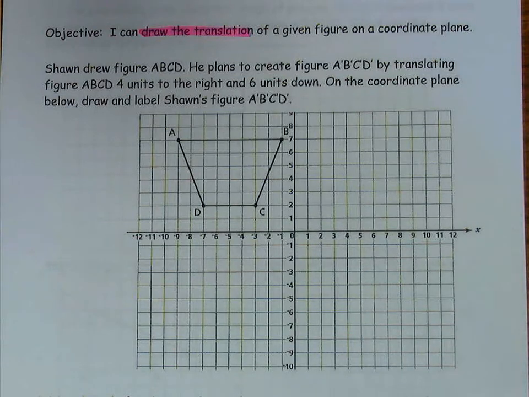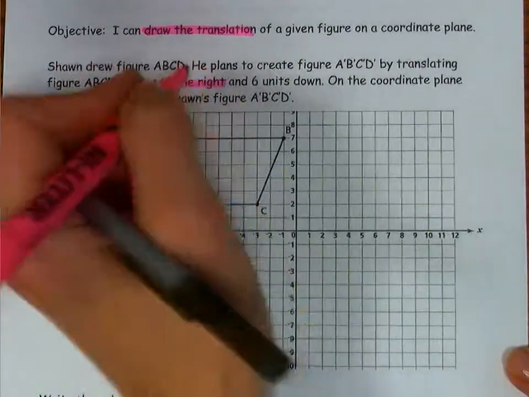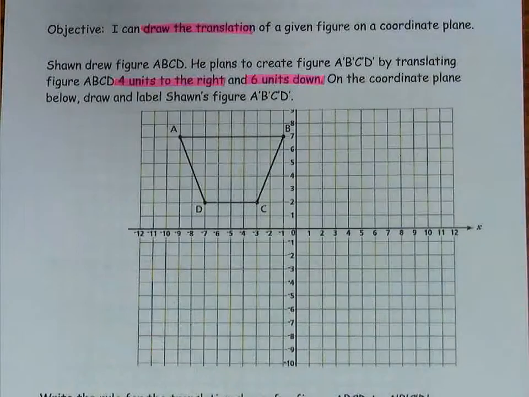So let's take a look by reading the problem. Sean drew figure ABC, and he plans to create figure A prime, B prime, C prime, D prime by translating the figure 4 units to the right and 6 units down. On the coordinate plane below, draw and label Sean's figure A prime, B prime, C prime, D prime. And the prime notation is so important because that's going to indicate to us that it is indeed an image.